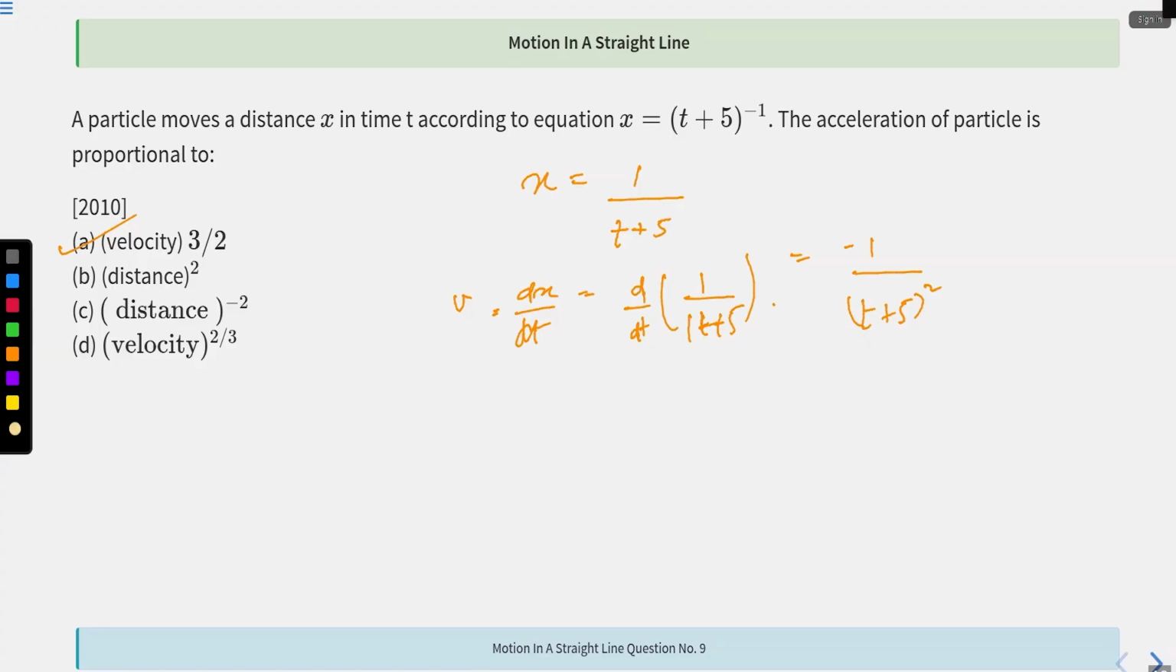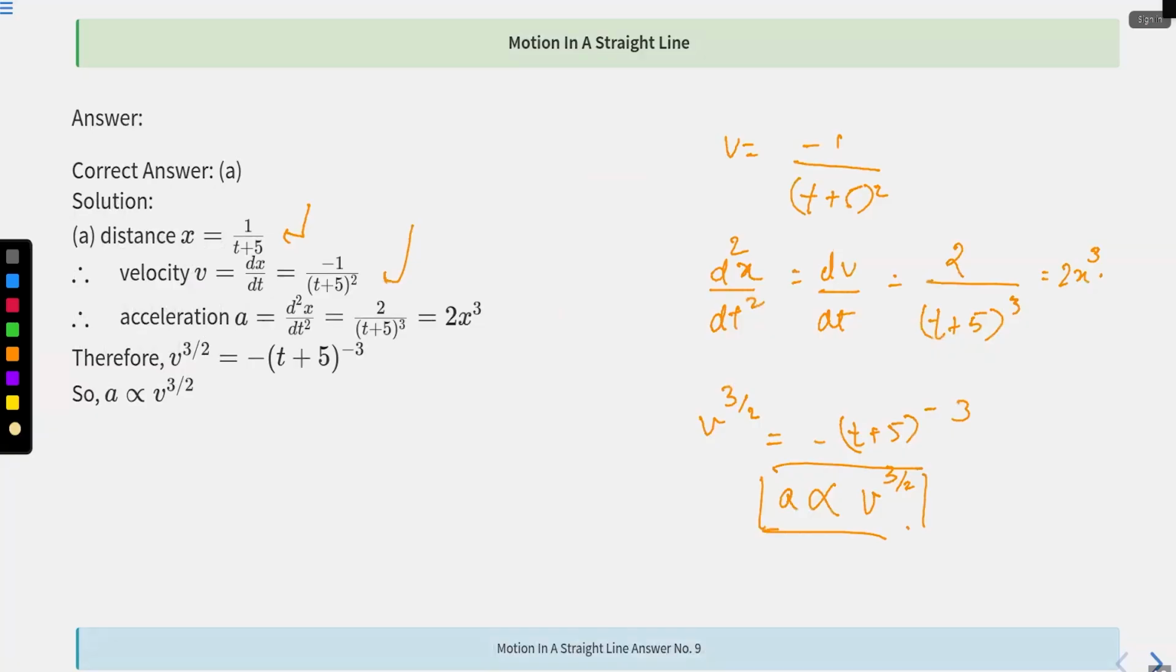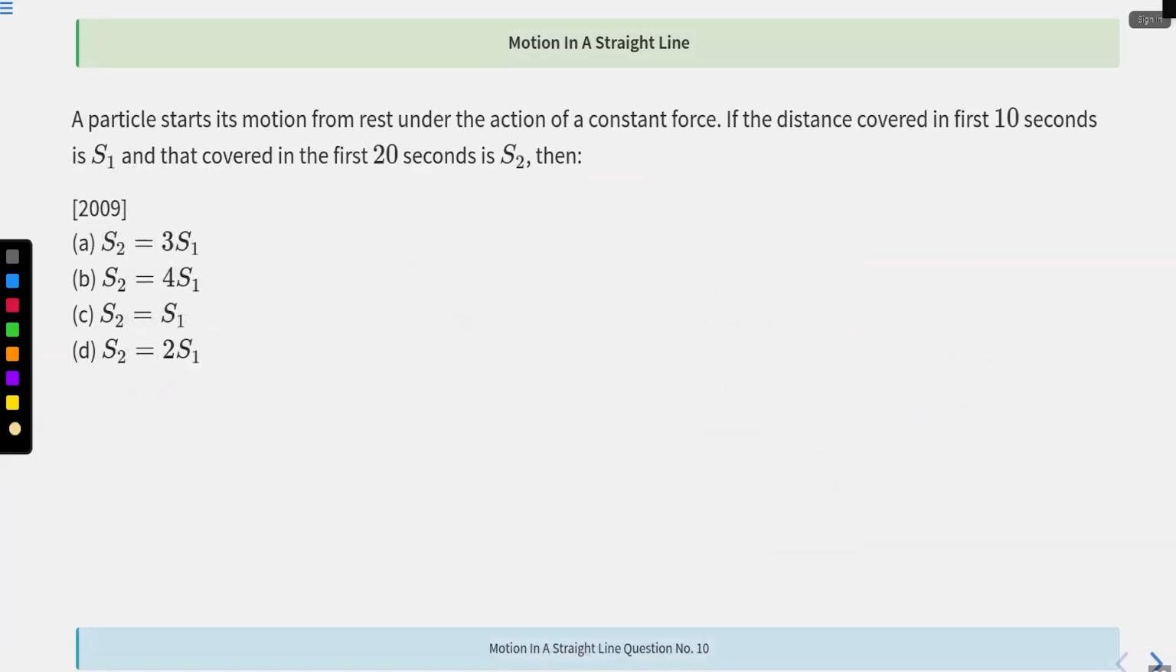Let's move next. Okay. So this was a solution. A particle starts its motion from rest under the action of a constant force. If the distance covered in the first 10 seconds is S1, and in the first 20 seconds it is S2, they are asking basically the relation between S1 and S2, correct?